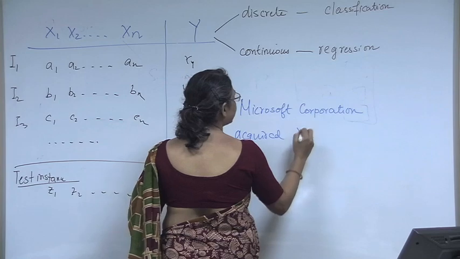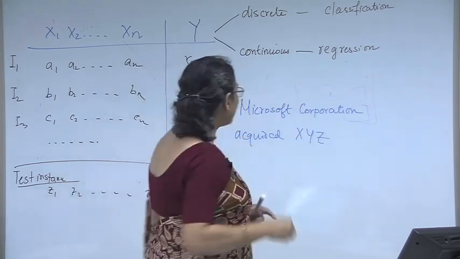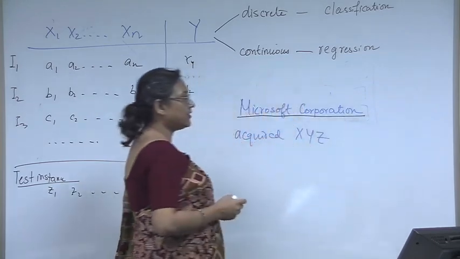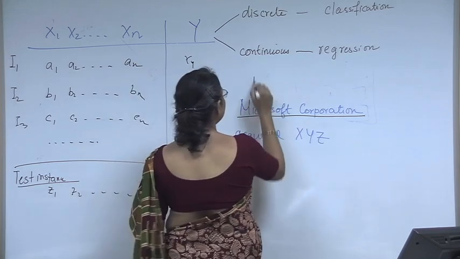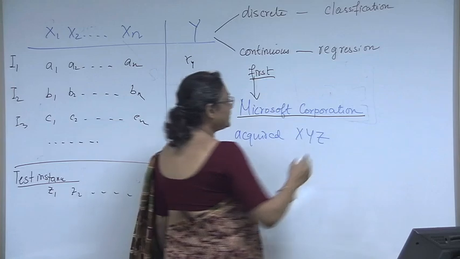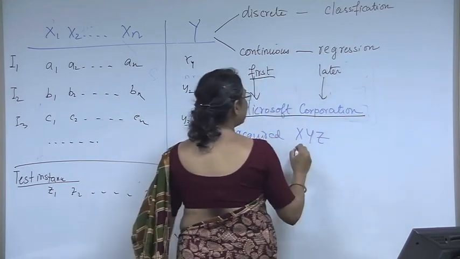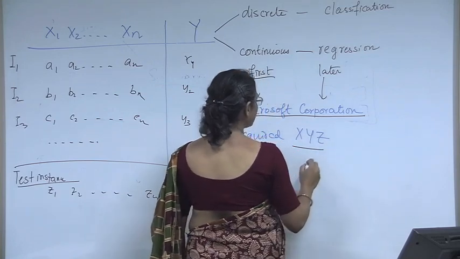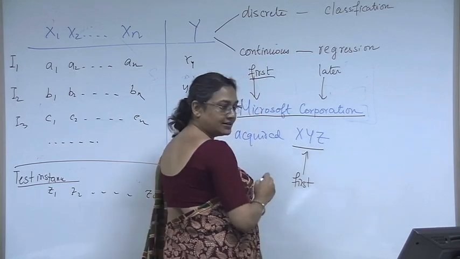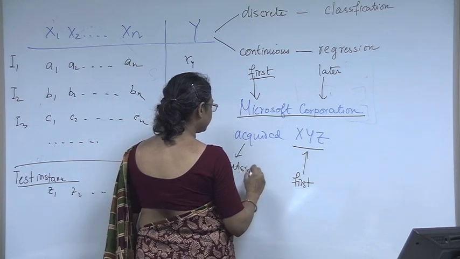Acquired XYZ, right? So, let us say Microsoft Corporation together is the name of a company, and this is the first word in the name. This is a later word in the name, and let us say XYZ is also a company name, and this is also the first word in the name, and the word acquired is not a company name, so it is outside.